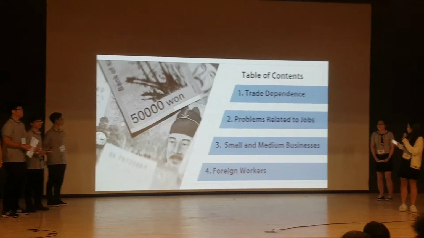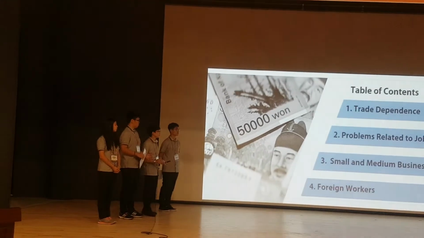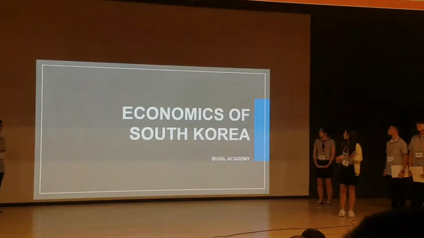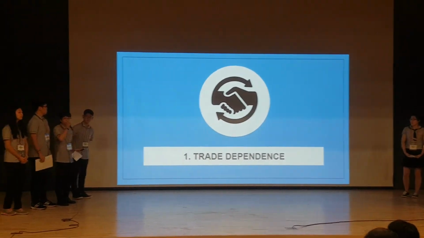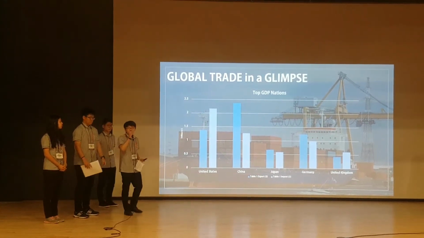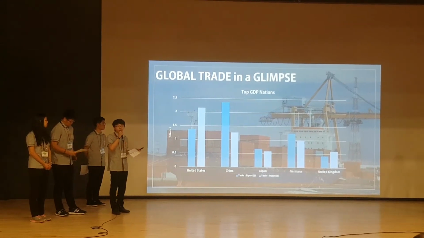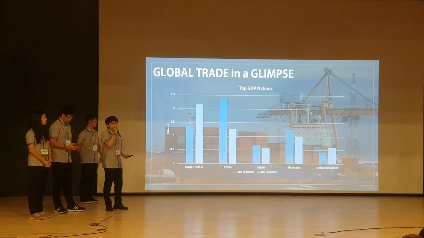And the small and medium businesses problems we face and the problems we face related to foreign workers. So first we're going to talk about the trade dependence. Lots of countries are now cooperating with each other closely, especially when it comes to trade. As you can see in this chart, countries around the world spend a lot of money on international trade.